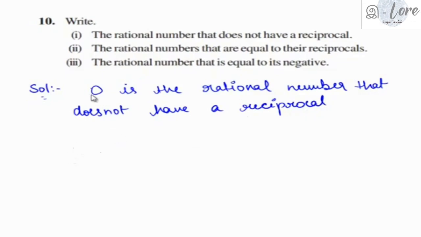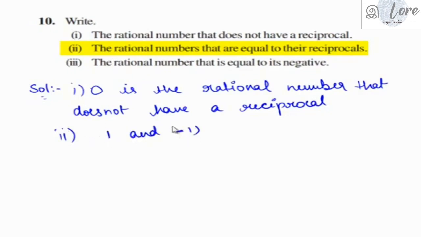You may ask why? Because there is no rational number which when multiplied with 0 will give the answer 1. Any number cannot be written in the form of a fraction with denominator 0. It's not a rational number. Okay, come to the second one. The rational numbers that are equal to their reciprocals: 1 and minus 1.